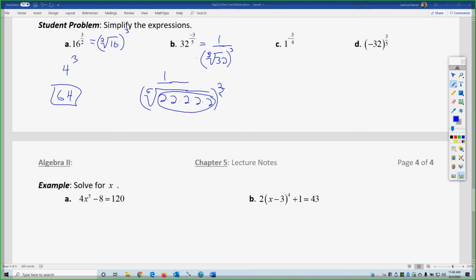Oh, sorry, that's 3rd power, sorry. So that's 5, 2, so that's 1 over 2 to the 3rd, or 1/8 is our answer. Okay, next one, 1 to the negative 3/4. Again, you can do it out if you want to.